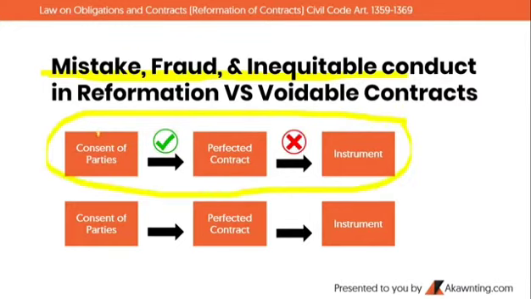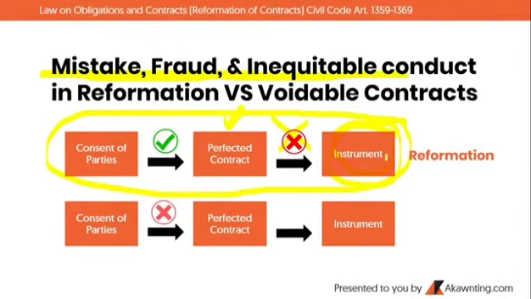So nakikita nyo dito, consent of parties. So yung consent, wala tayong problema sa pag-a-acquire ng consent. Nagkakaroon tayo ng proper meeting of minds and eventually magkakaroon tayo ng perfected contract. However, okay, yung perfected contract natin, hindi siya nagko-conform with the written instrument. So, hindi siya parehas dito. So, dito nagkakaroon ng mistake, fraud, or inequitable conduct. Kaya may X tayo dito, okay? Kaya hindi nagtutugma tong perfected contract na napag-usapan at yung written instrument. So, ang tamang remedy dito ay reformation of instrument.